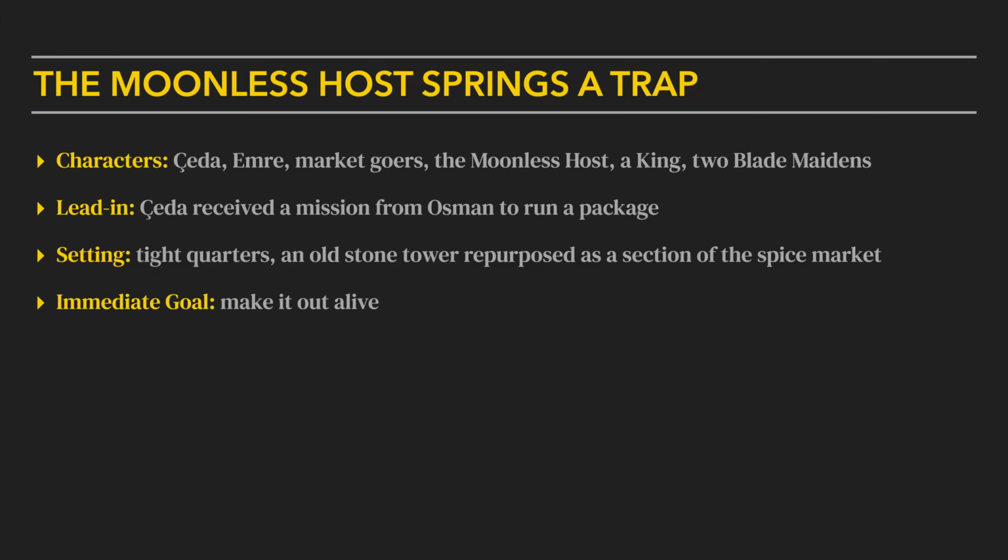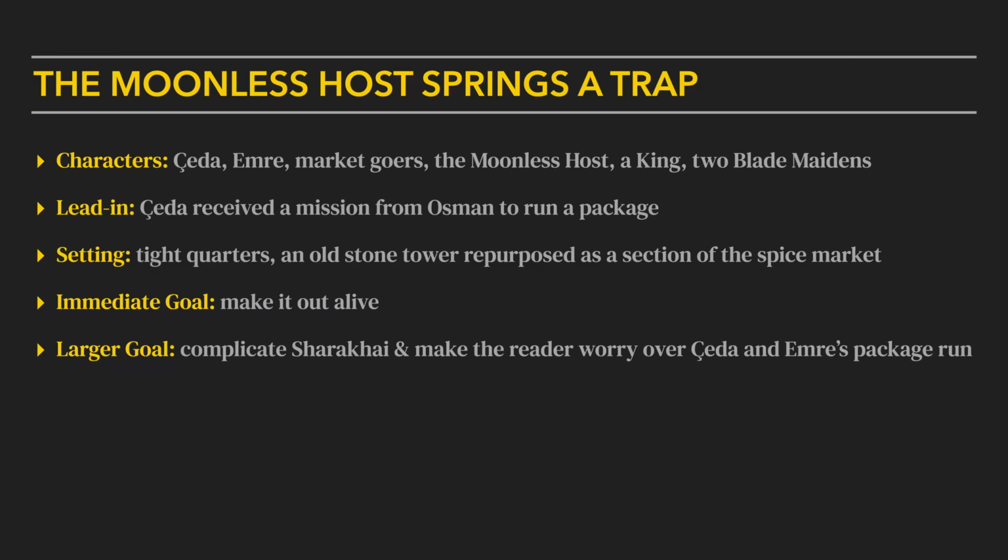The immediate goal is to make it out alive, but just as I think about the lead-in, like where things are coming from, I also like to have an idea of where things are headed. And so I think about the larger goal. And so here I want to do things like complicate Sharakhai and make it more real, show the good and the bad to the reader and make them worry over Cheta and Emery's package run. So not just worry about the current scene, but this raises the stakes and makes the reader understand how dangerous things are for Cheta and Emery to do things like oppose the kings in any way.